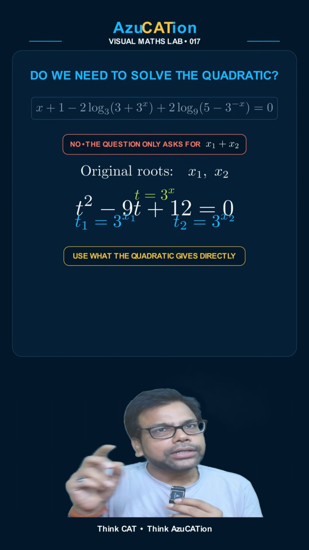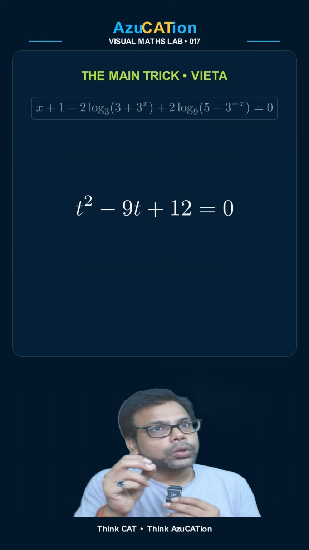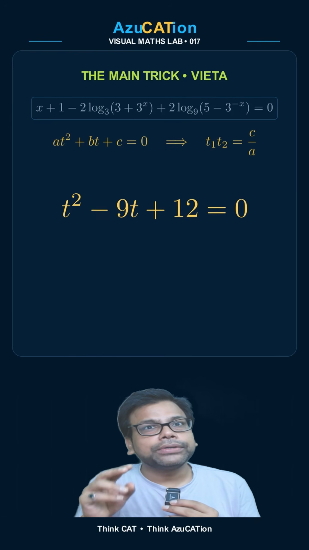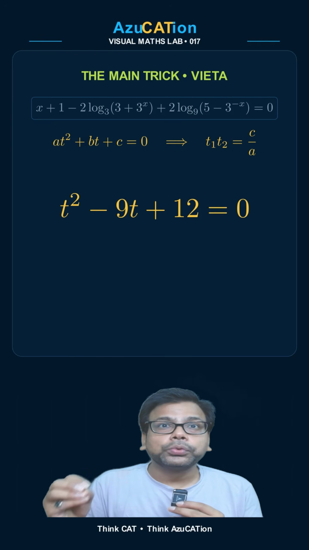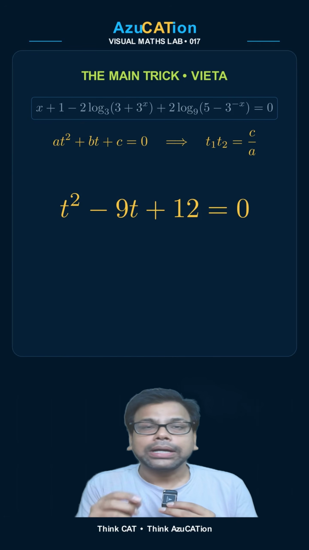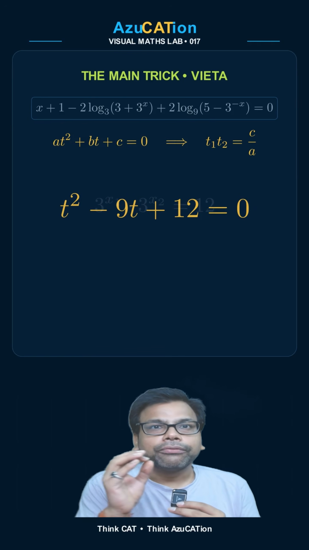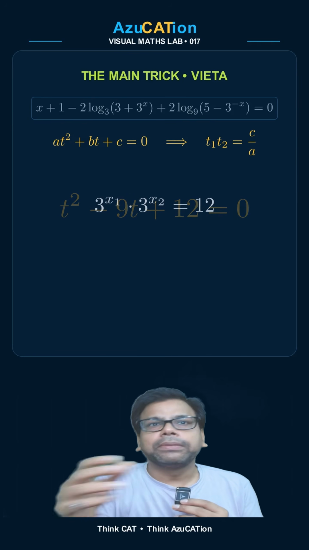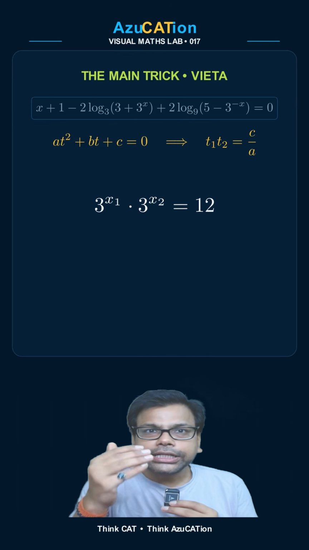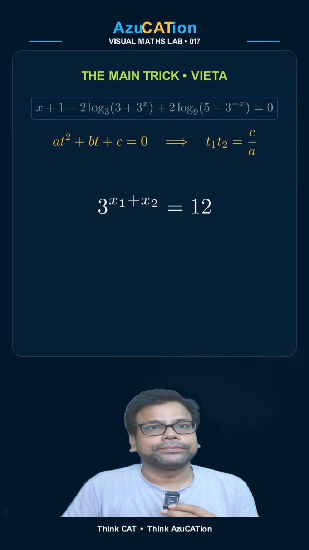Now use Vieta's formula, that is the relation between the coefficients and the roots, for the quadratic t square minus 9t plus 12 is equal to 0. So the product of roots is 12, c by a. Therefore, 3 raised to power x1 multiplied by 3 raised to power x2 is equal to 12. When the powers of the same base are multiplied, the powers are added. So we get 3 raised to power x1 plus x2 is equal to 12.